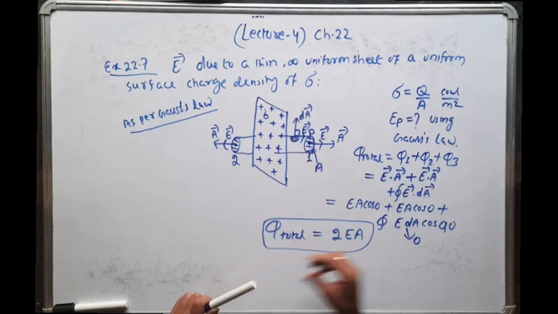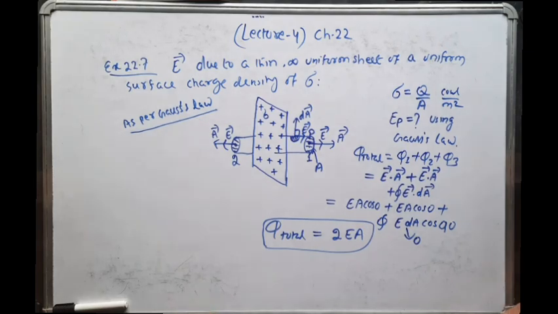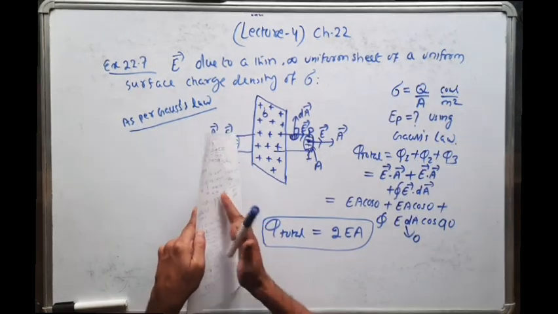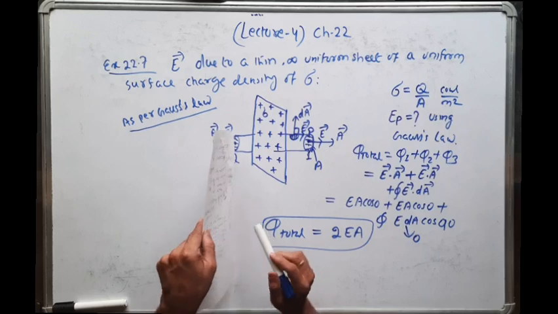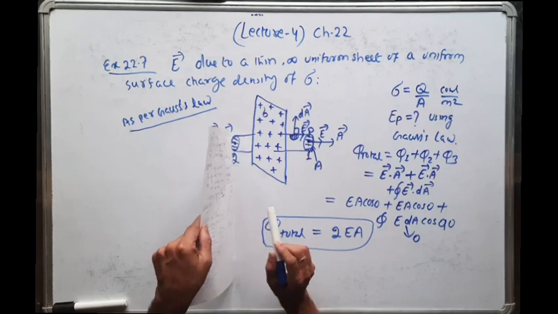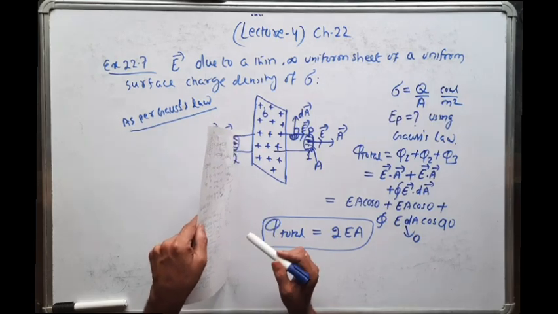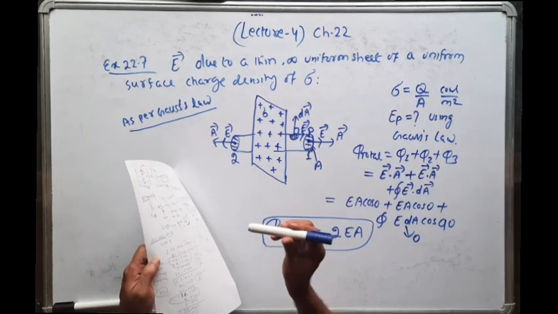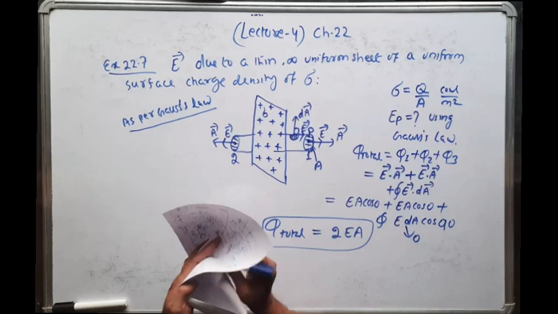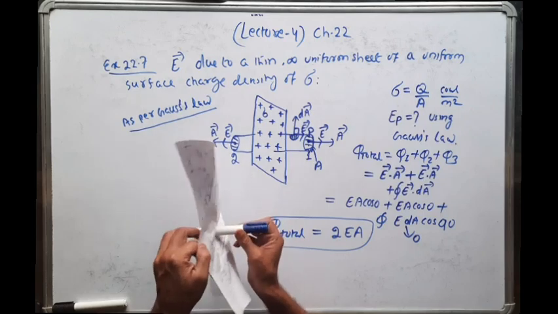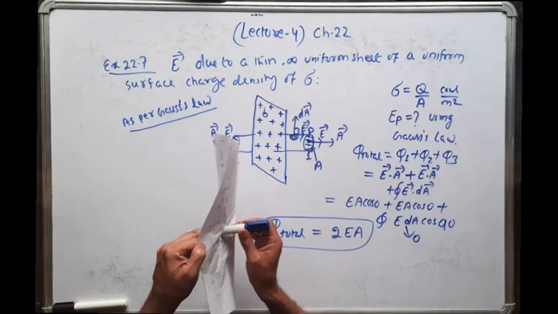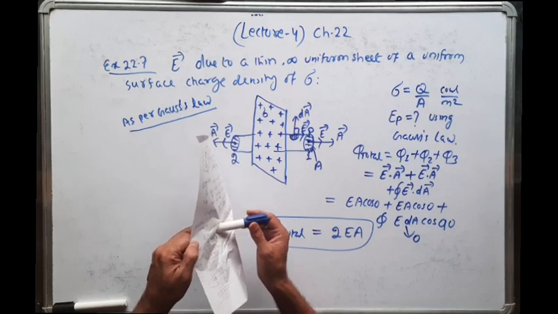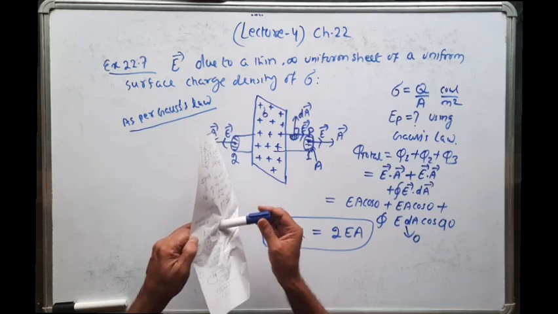Okay, so let me take the practical example. You see, suppose this is the charge sheet. I want to find the electric field intensity in front of this charge sheet. So what will I do? I will take a Gaussian cylinder. Let us say this is my Gaussian cylinder. So I just penetrate this charge plate.